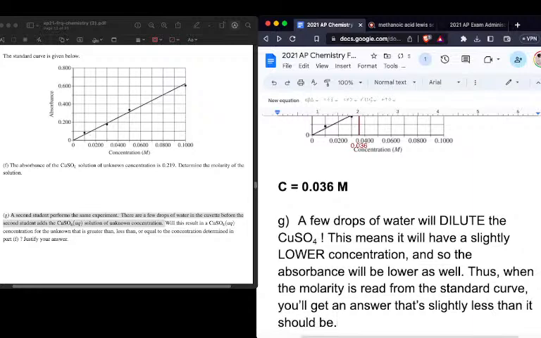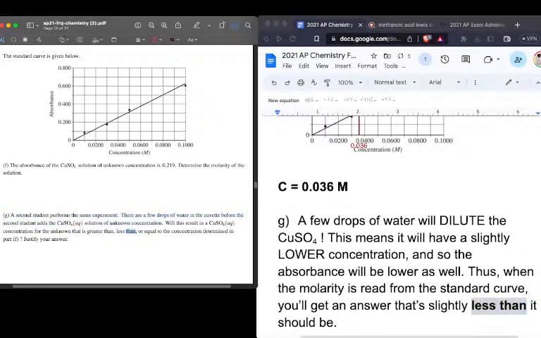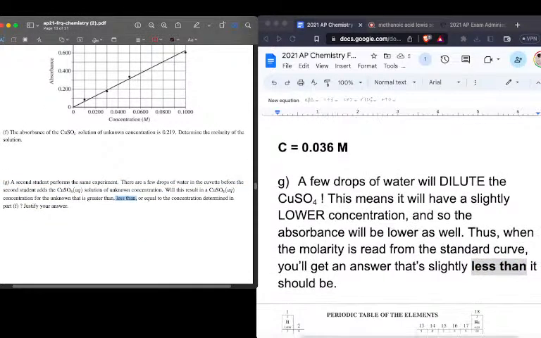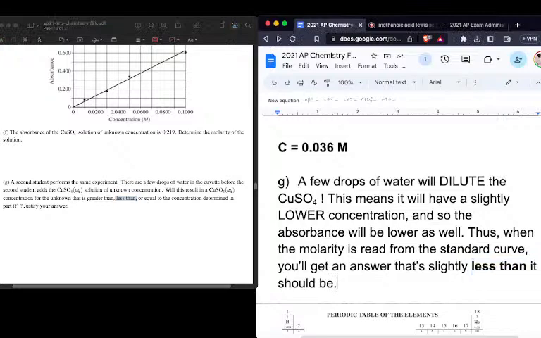I was going to say smaller, but I wanted to say less than because that's the word that they used in the question here. Because there's water in there, it just dilutes the copper that's already there. And even if it's just by a small amount, the molarity is what's going down, and thus the absorbance goes down, and so the measured molarity goes down as well. Feels like I'm saying molarity too many times there.